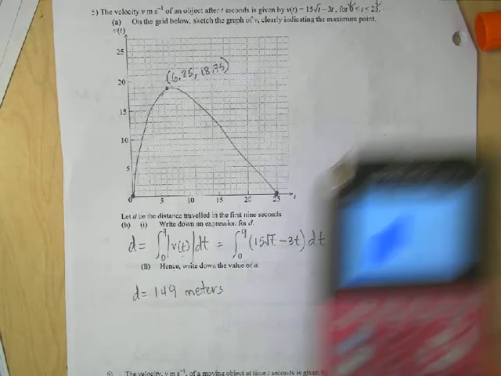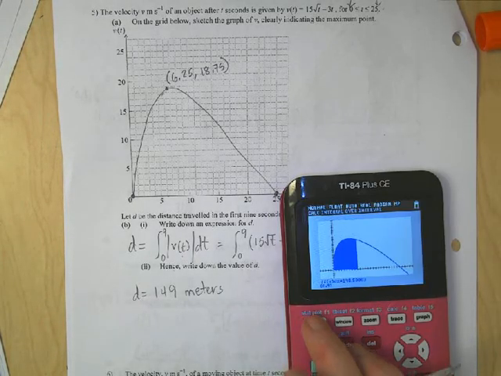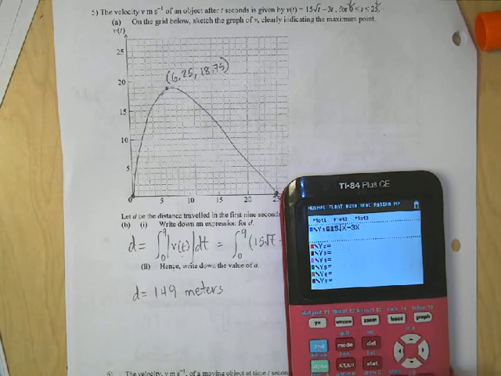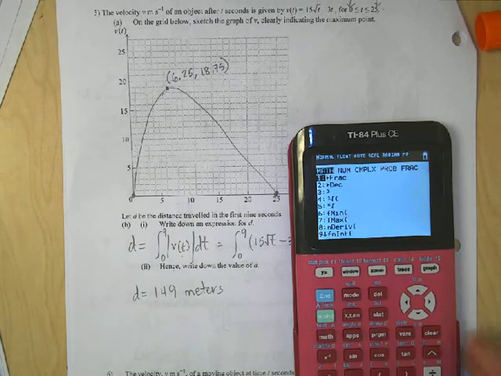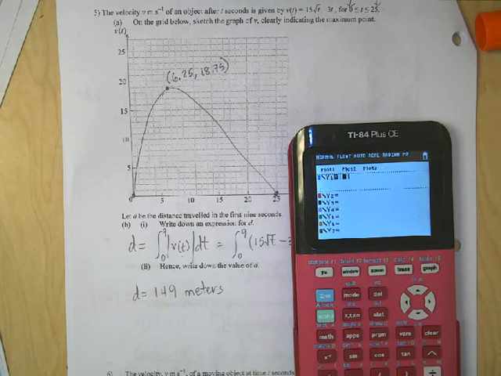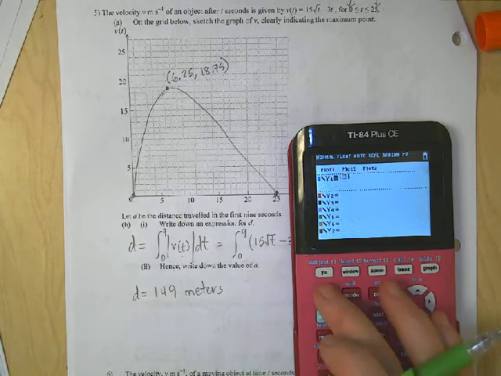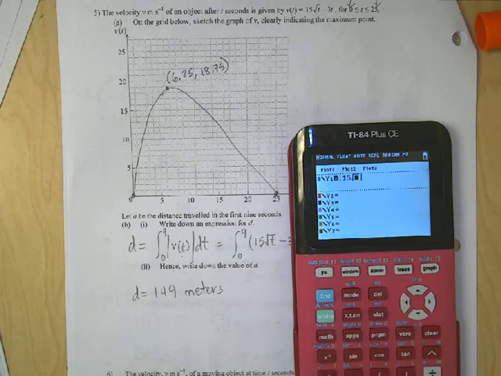Okay, just for laughs, I want to show you that I could have gotten that same answer using absolute value, so I'm going to clear that out. I'm going to show you what we did in class: math, number, absolute value, and then plug in my 15 square root of x minus 3, oops, let's try that again. 15 times the absolute value of x minus 3x, okay, and that's all in my absolute value.